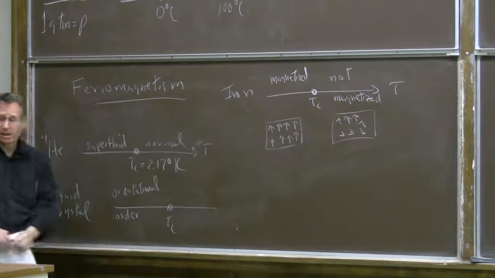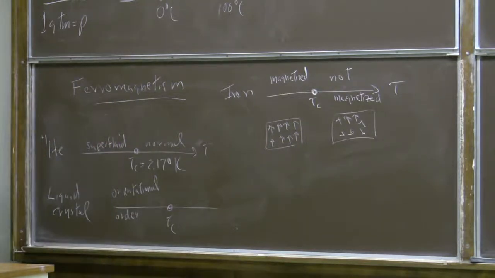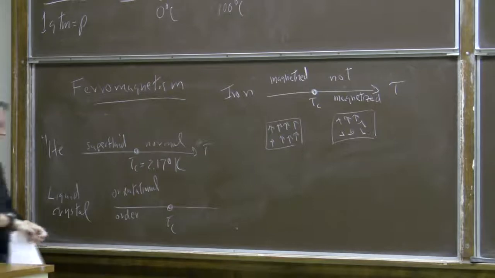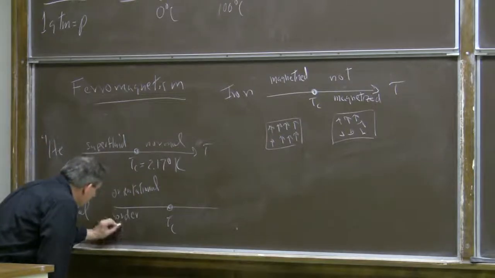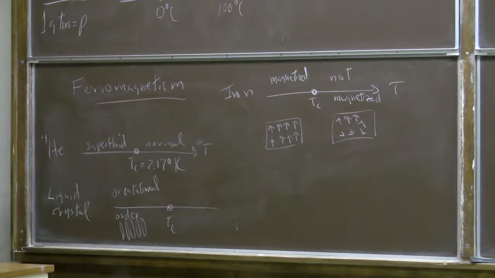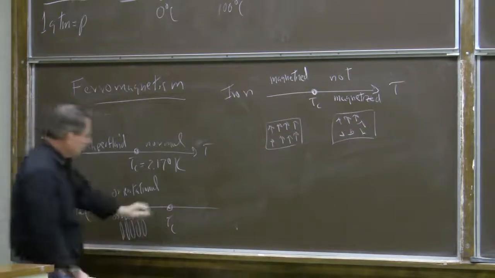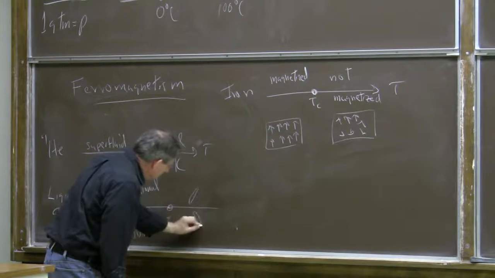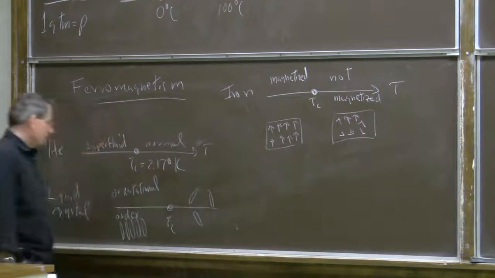What it means is that the molecules in the liquid crystal, which are long, thin molecules, tend to line up in a common direction. They have a preferred axis in space that they line up with. But above the critical temperature, they don't. So they point in different random directions.